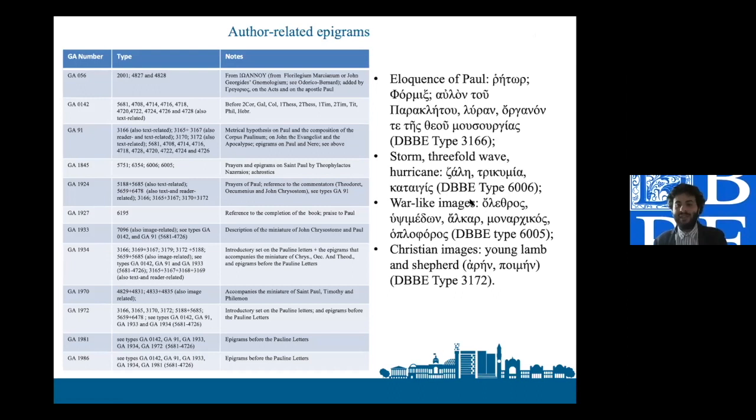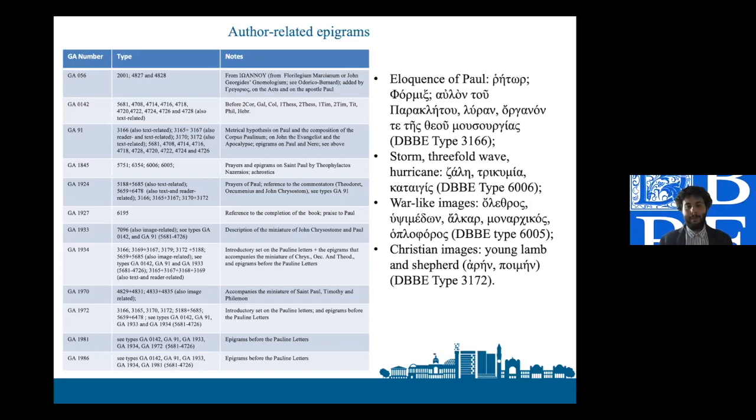At the same time, we also get images related to nature and to the storm, the threefold wave and hurricane, in the type 6606, always in the manuscript GA 1845. And also warlike images are employed. For example, in the type 6005, Paul is represented as a fighter, monarchikos, oplophoros. But we also get the employment of Christian images related to the figure of Paul. Paul is called young lamb, arnion, and shepherd, poimen, in the type 3172 in the manuscript GA 91.